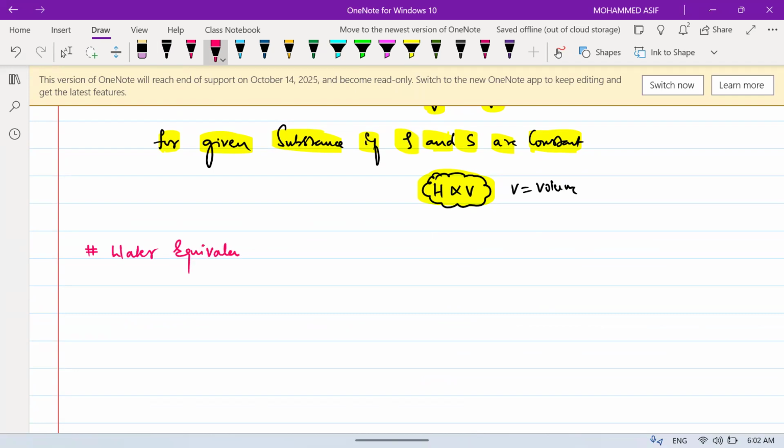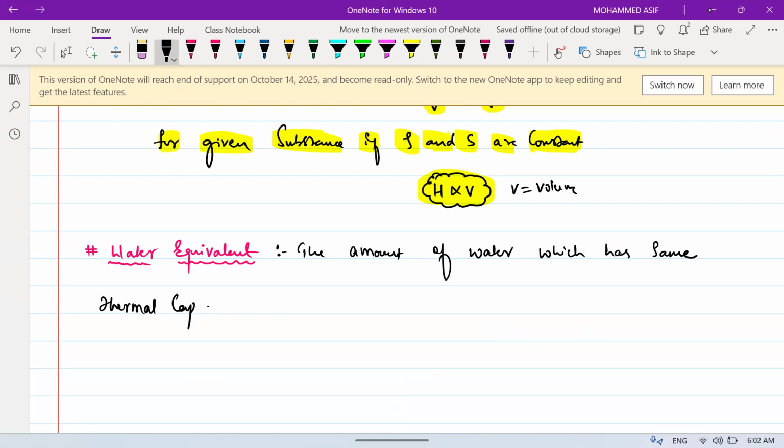Very important terminology. It is exactly equal to heat capacity, numerically. Water equivalent. I'll complete it in 5 minutes, then you can go for namaz. So water equivalent is the amount of water which has same thermal capacity.